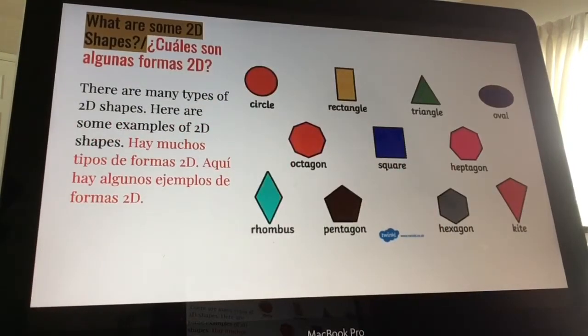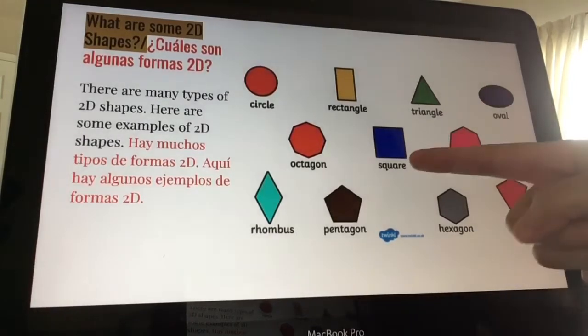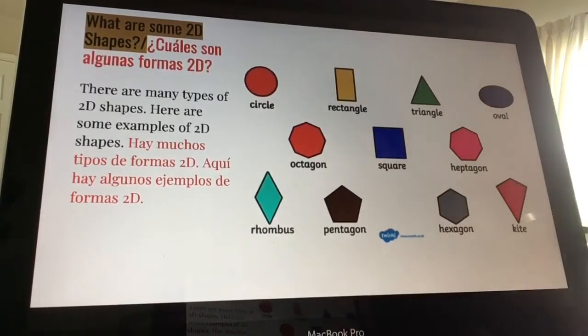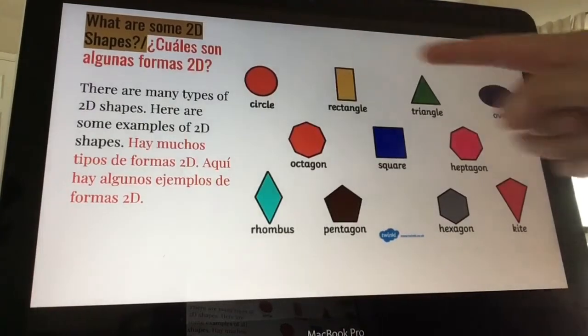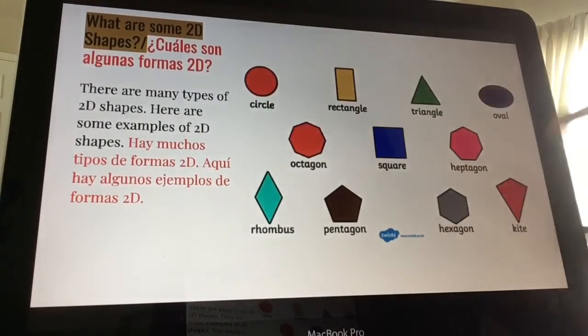What are some 2D shapes? Right here I just show you a lot of 2D shapes that you guys have already learned about. Circle, octagon, a square, a pentagon, a hexagon. Okay, so using these, you guys can practice and see if you can tell me how many sides each of the shapes have. How many vertices do they have?